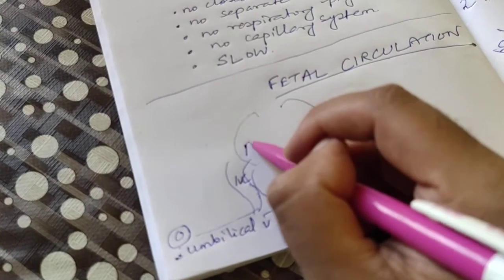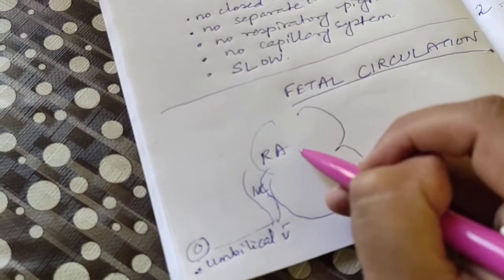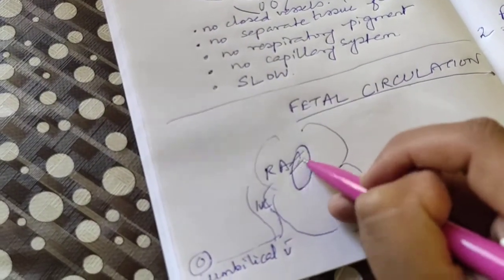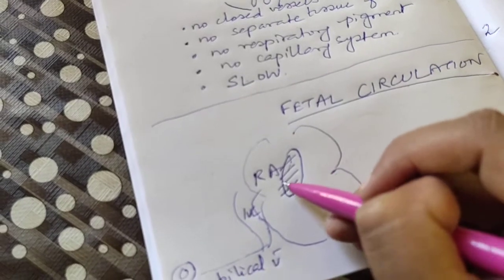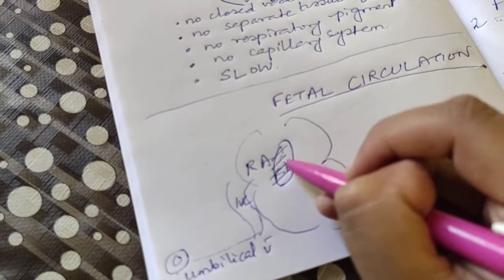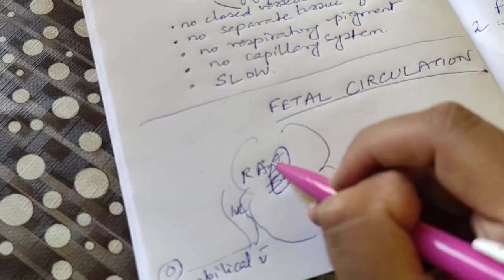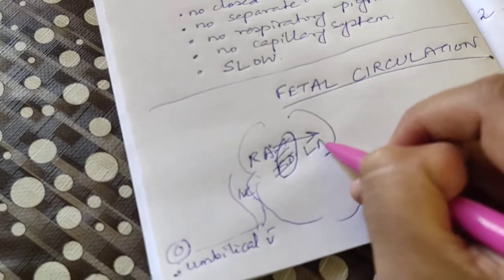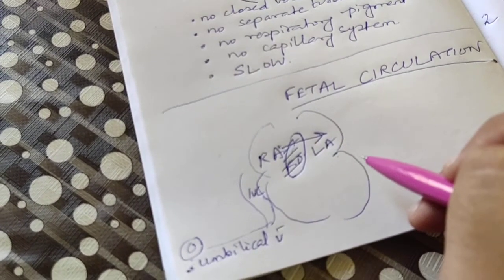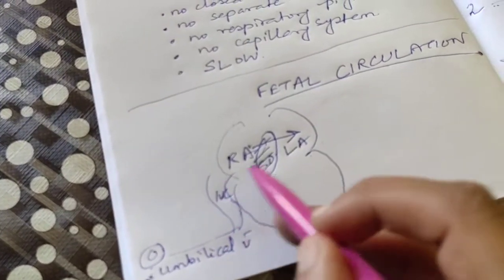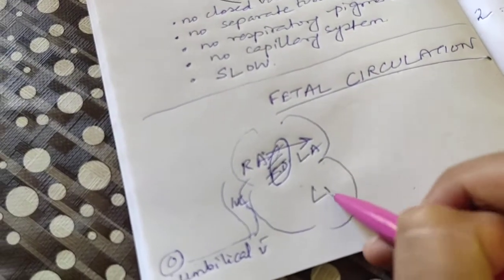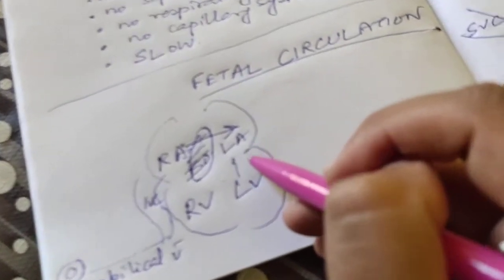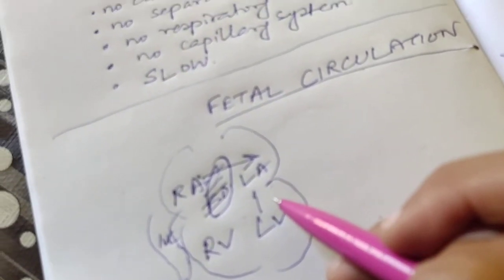So it reaches the right atrium, and there's a hole between the right atrium and the left atrium called the foramen ovale. The foramen ovale enables the blood to pass from the right to the left side in the fetus. So this oxygenated blood passes to the left side of the heart, and from then on to the various parts of the body.